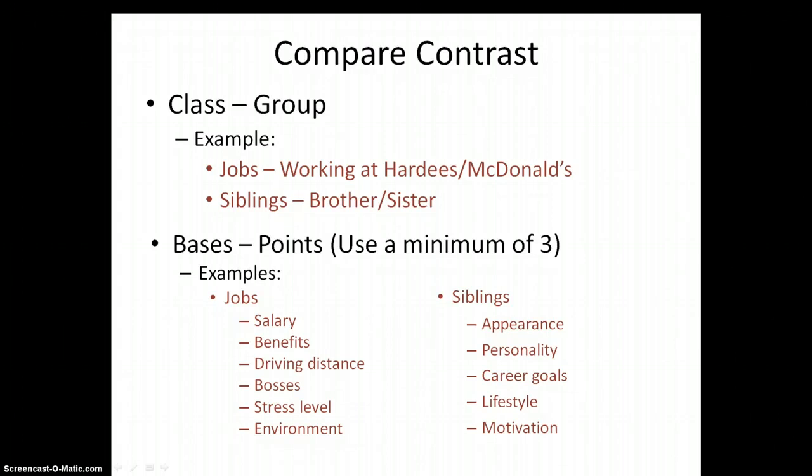Examples of these are, for the jobs, would you be comparing salaries, benefits, driving distance, bosses, stress level, or environment? Use a minimum of 3. If you were comparing siblings, you could use appearance, personality, career goals, lifestyle, or motivation, using 3 of those.